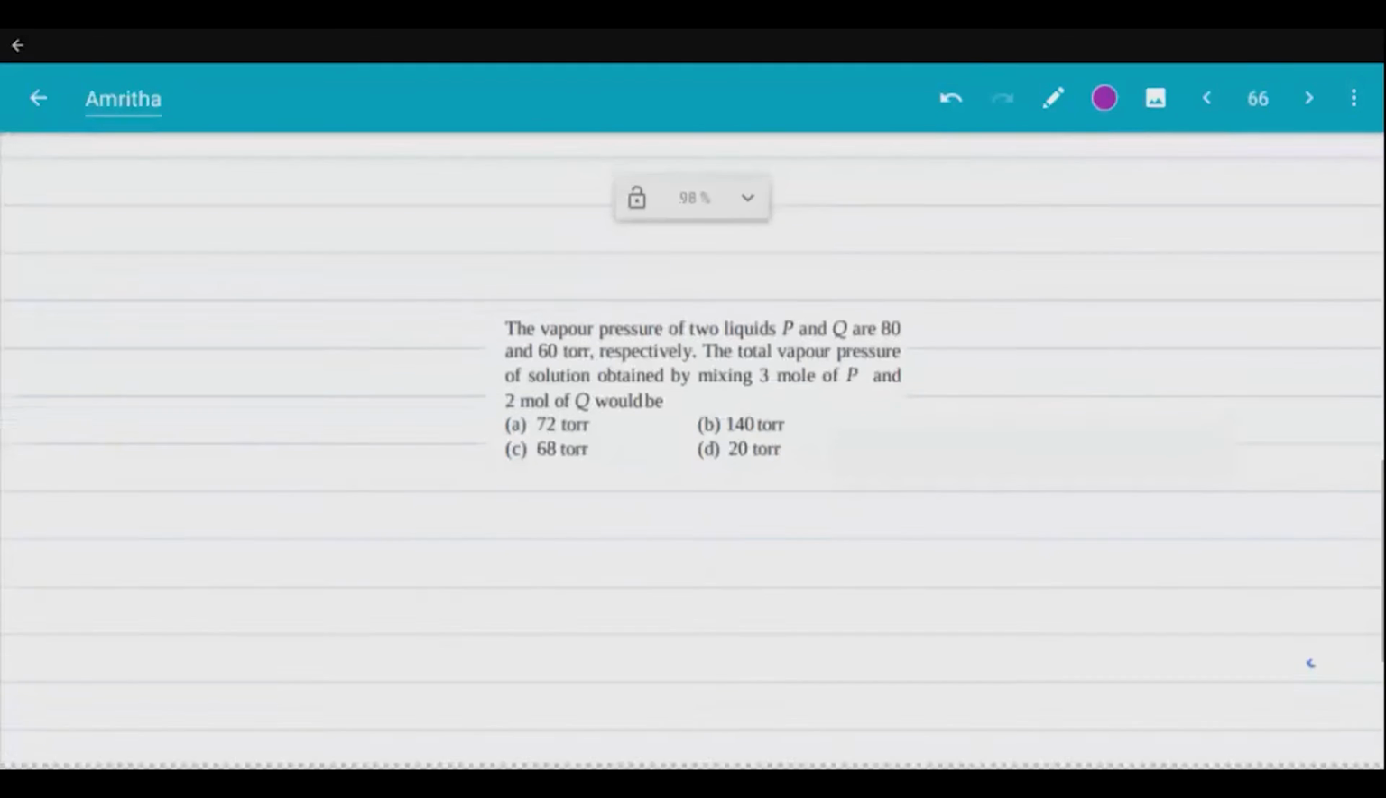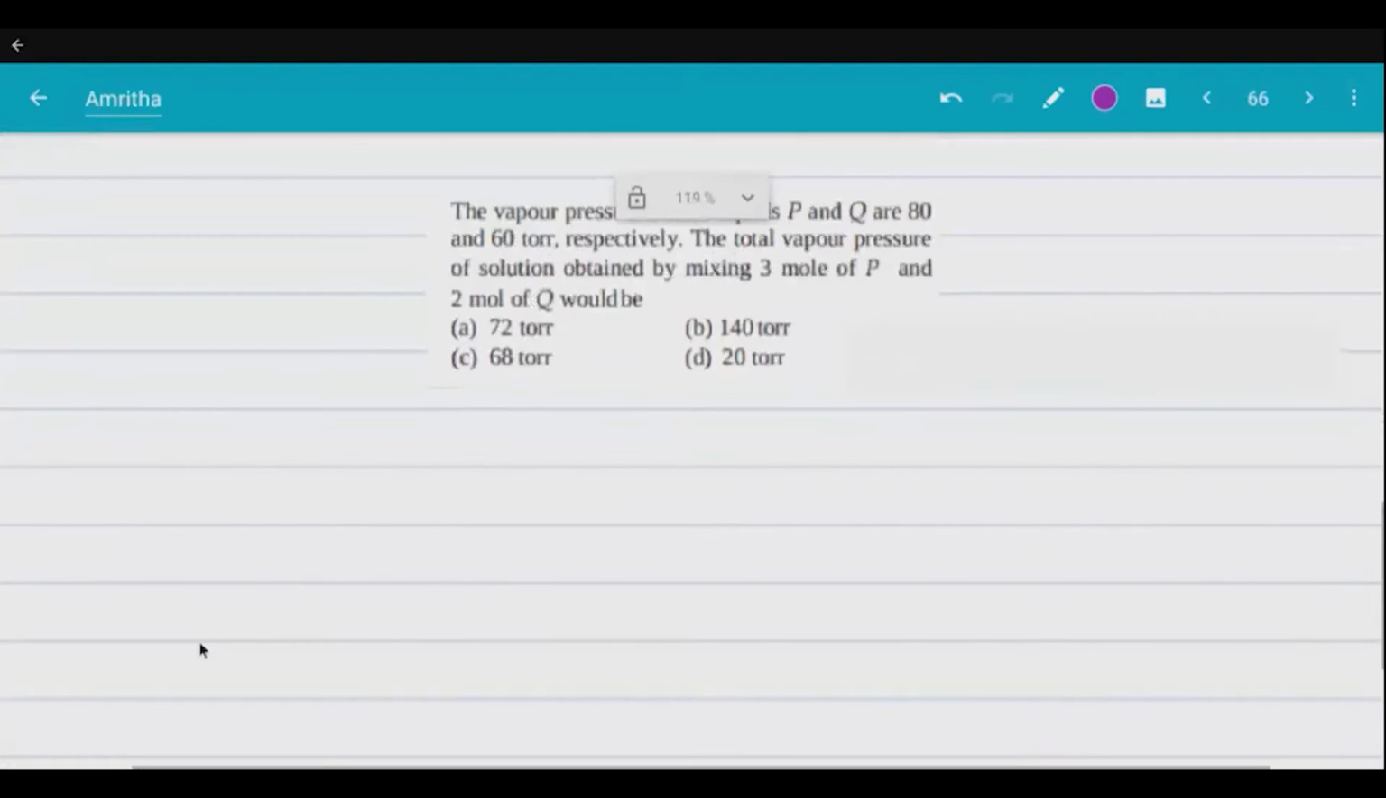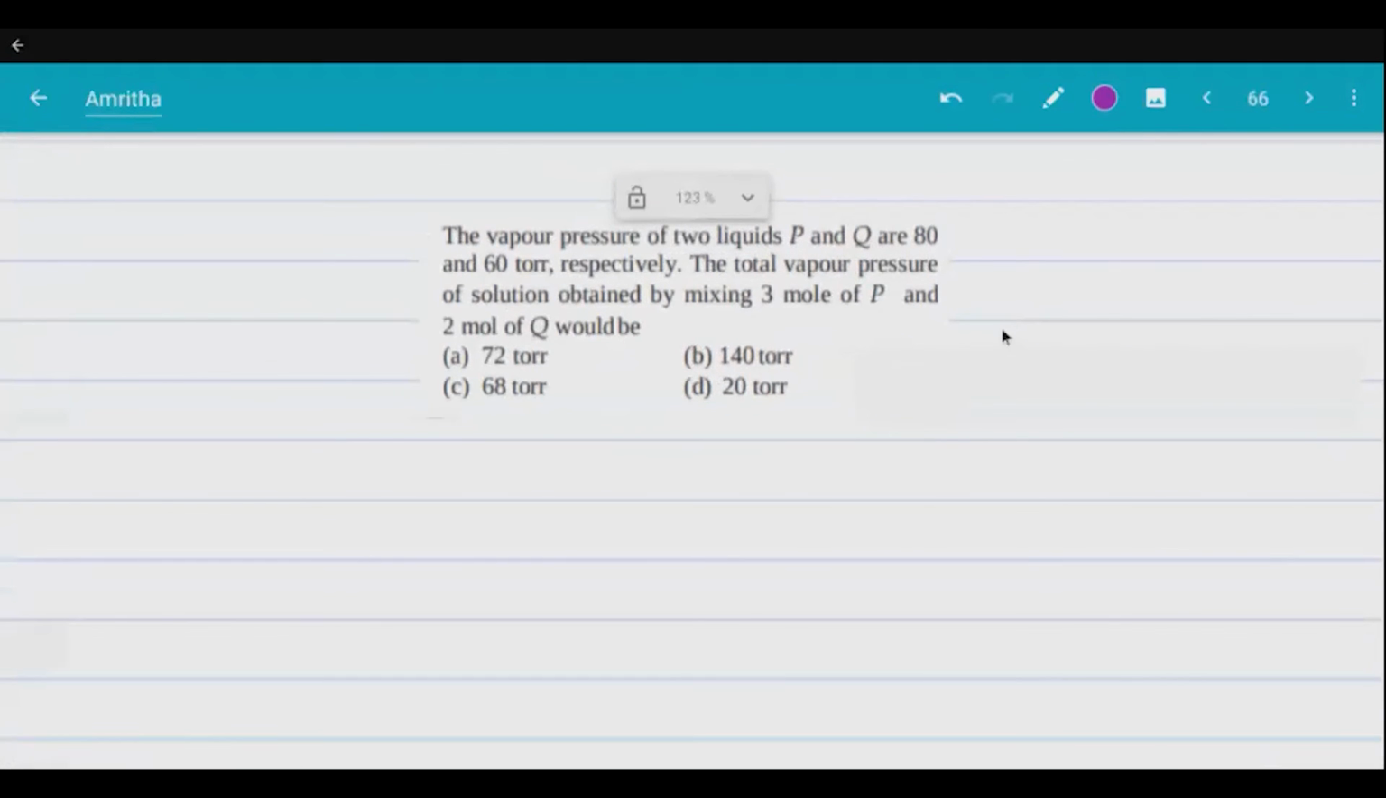Try this question. Vapor pressure of two liquids P and Q are 80 and 60 torr respectively. What is the total vapor pressure of the solution obtained by mixing? See, this is Raoult's law. What is Raoult's law here? P is equal to PA plus PB.